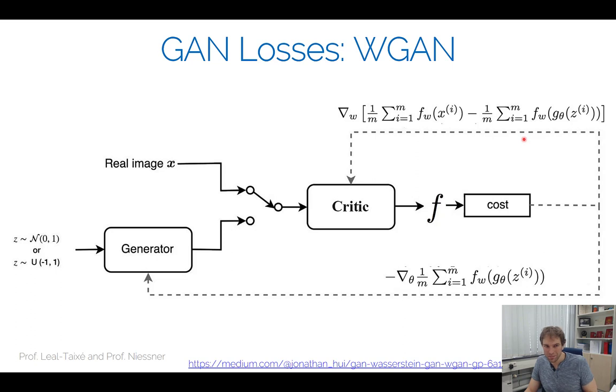At the same time, we have to optimize for F, because F doesn't exist yet. F is a neural network. I don't know the function to compute the earth mover distance between my samples. So I have to jointly optimize for both the critic that tells me how close the distributions are, and I have to minimize the distance between the two distributions. That's what Wasserstein GAN is doing.